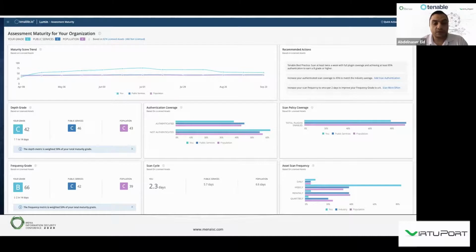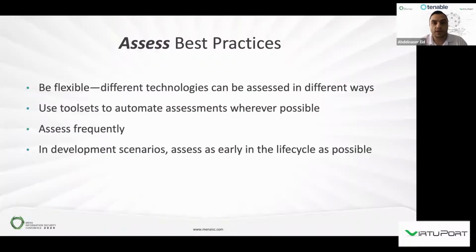Then there is the frequency of our scans. Are we doing these scans once a year, twice a year, on a monthly basis, or every week? This also will decide how mature our program is. So the scan frequency, the authentication exercise, as well as the number of plugins used to do the scans, all these combined will help us reach a mature asset and vulnerability exercise.